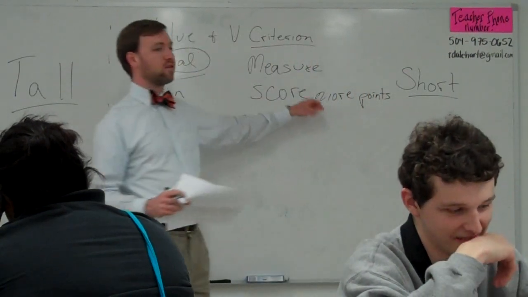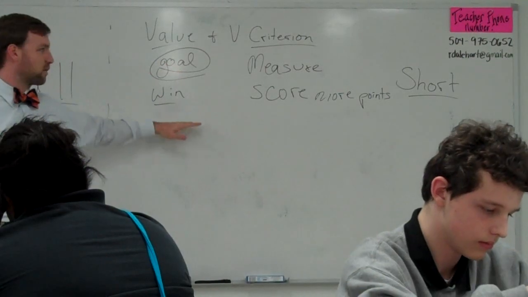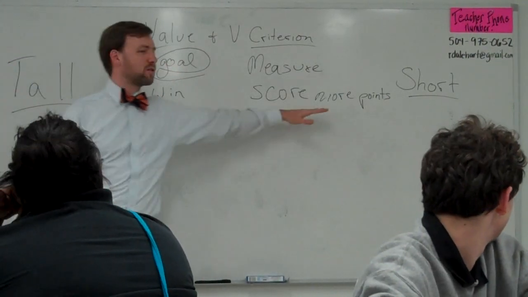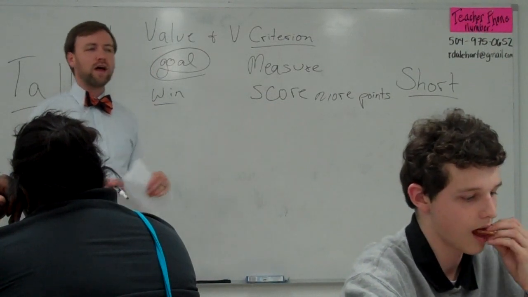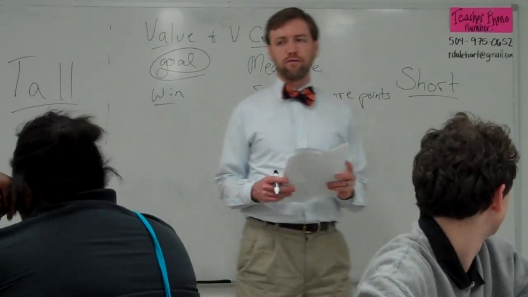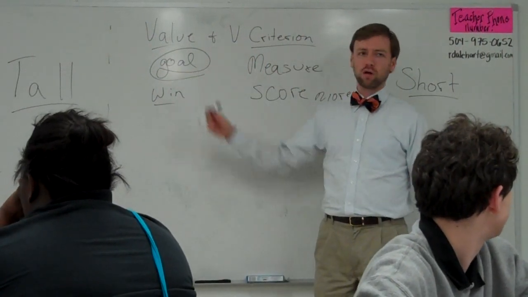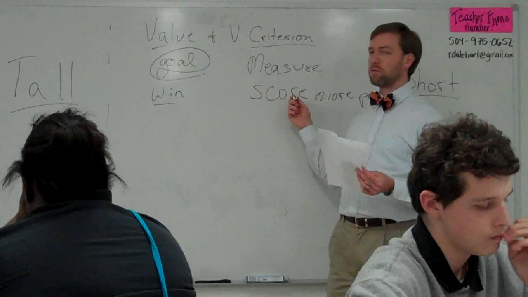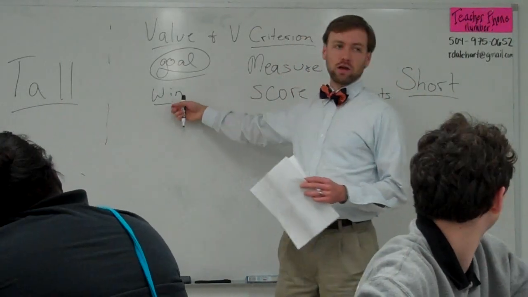So scoring more points is the measurement of a win, correct? Any questions on that? Basic basketball knowledge. You win a basketball game by scoring more points, right? Everybody clear on that? So that's all a value and value criterion are. A value criterion is simply a way to measure whether or not you've reached the goal. So if we're talking about basketball, the way you measure it is whether you scored more points than your opponent. That's how you know if you won.